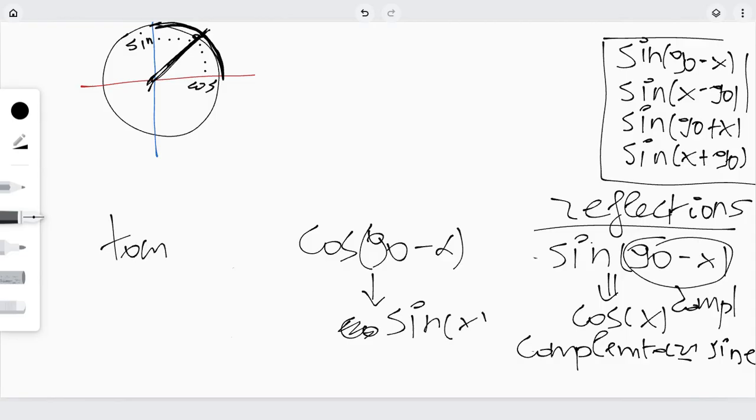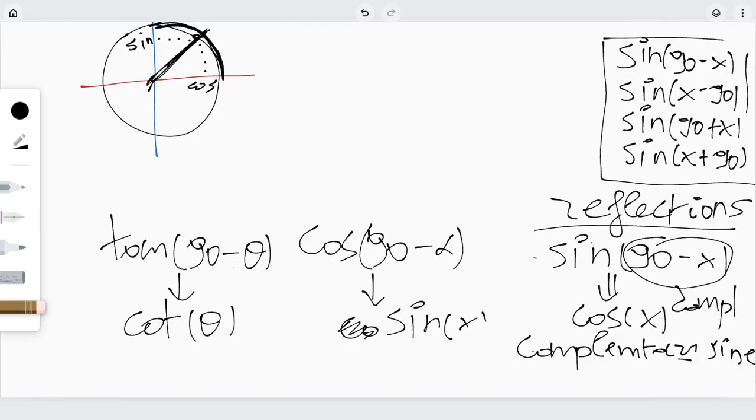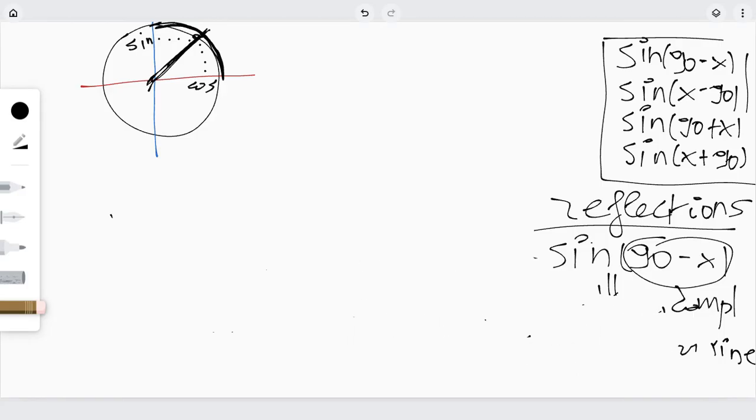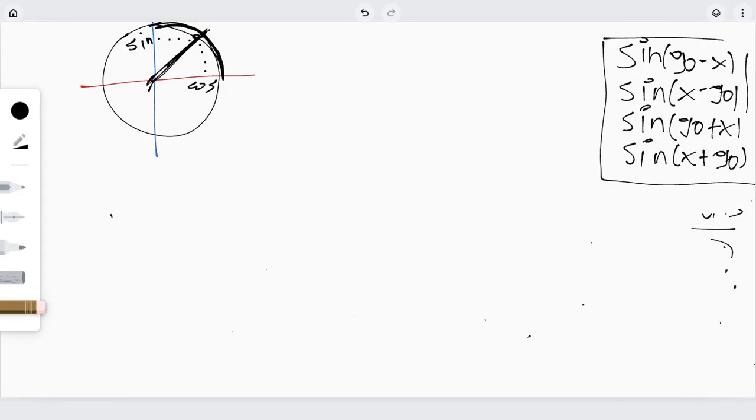And tangent 90 minus theta, that is also a complement, and then we have the cotangent of theta in this case. Also cotangent, complementary tangent, that is why it is called like that. So these things with 90 minus an angle are always complements, are always reflections, and we can very easily find those either by drawing them on the circle and just looking. We can now see that cosine is the mirror image of sine, or by just knowing a little bit about the names.